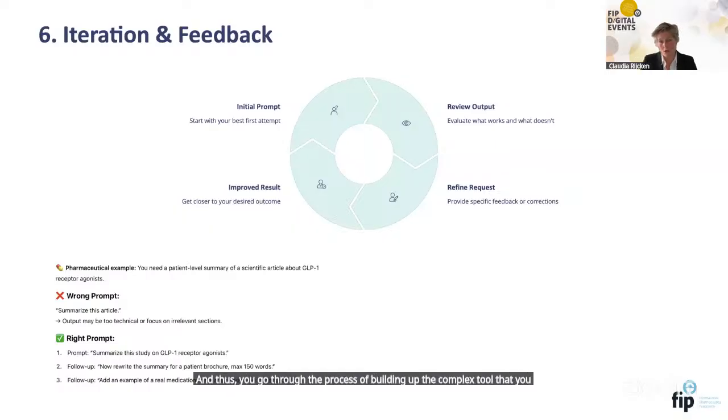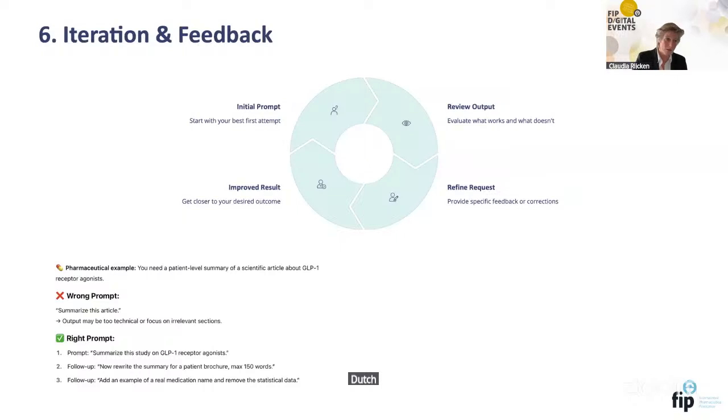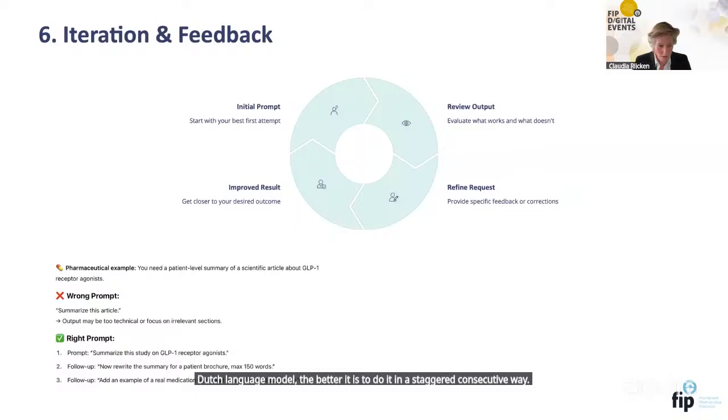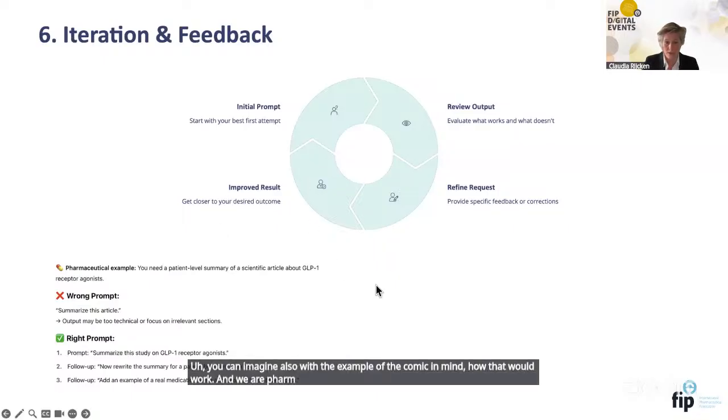And definitely if you want to develop a SWOT analysis or a competitive report or the more complex documentation with the help of a large language model, the better it is to do it in a staggered consecutive way. In this case, we have an example of a scientific article about GLP-1 agonist, but you can imagine also with the example of the comic in mind how that would work. And we are pharmacists, we think analytically, and I think that may help to think in a structured way.